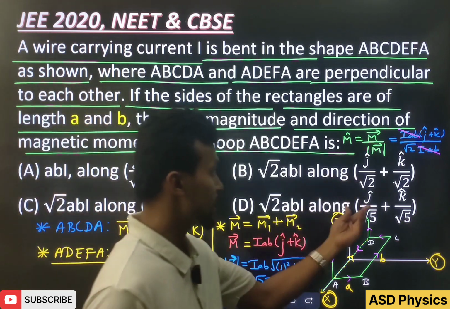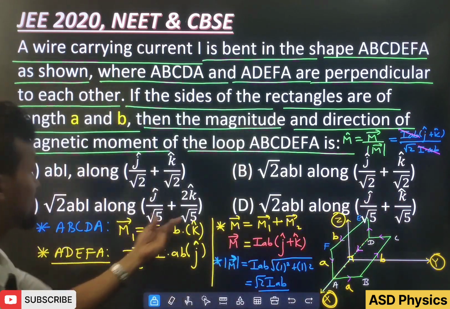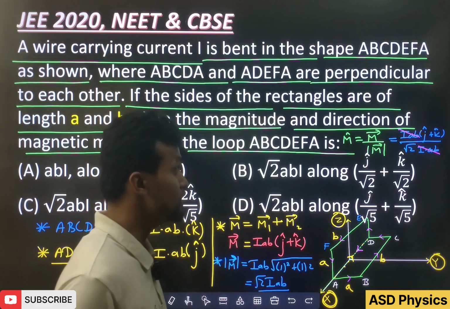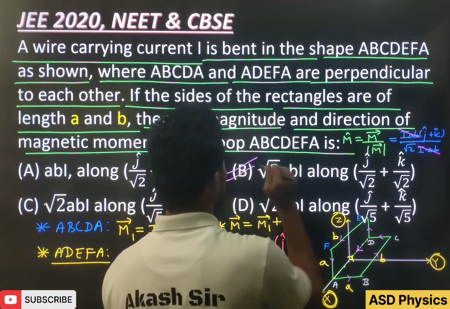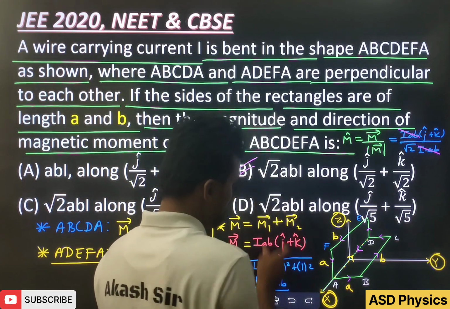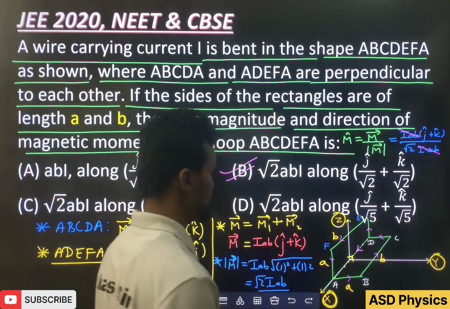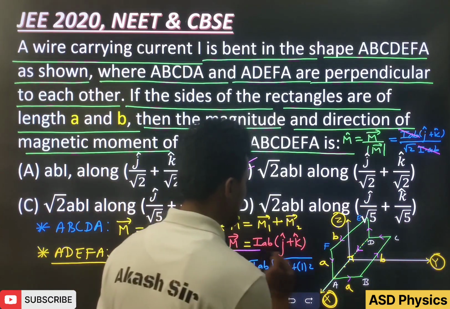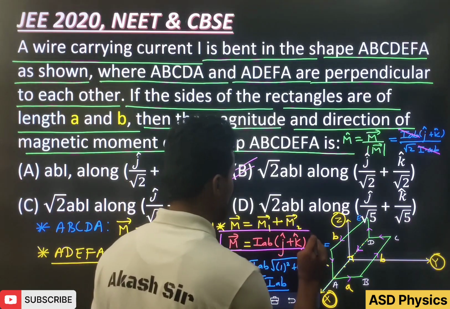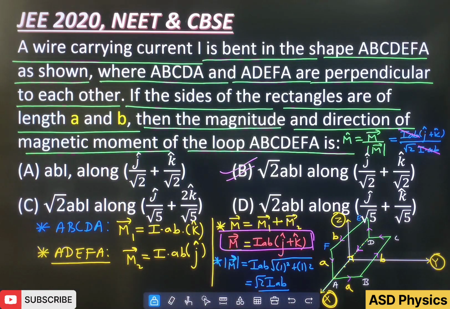So see here, J cap by root 2, K cap by root 2. In the options they are telling root 5. Root 5 is not coming, what is coming is root 2. So the correct option is option B. The magnitude is root 2 IAB. Direction is J cap by root 2 plus K cap by root 2, and this is the answer in vector form. Can you see here? Okay.